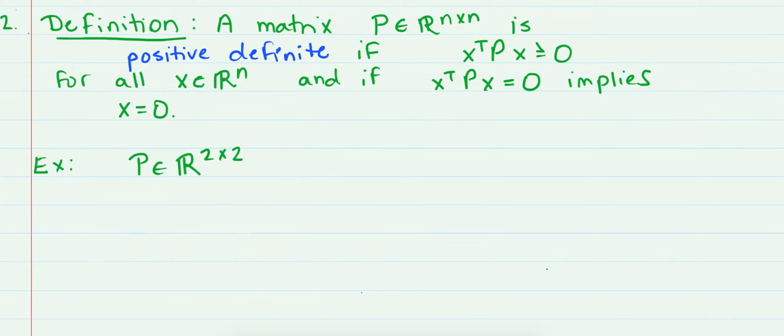Last time we ended on this definition. We said a matrix P in R^(n by n), so a square matrix, is positive definite if for all x in the space R^n, x transpose times P times x is greater than or equal to 0. And the only time it is actually equal to 0 is if the vector x is equal to 0 itself. So this is an if and only if statement right here.